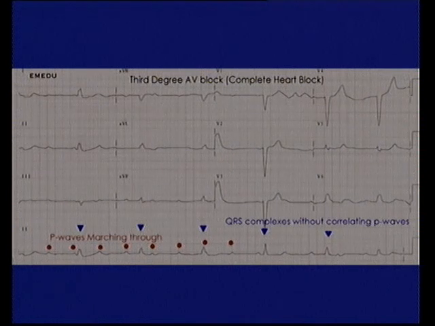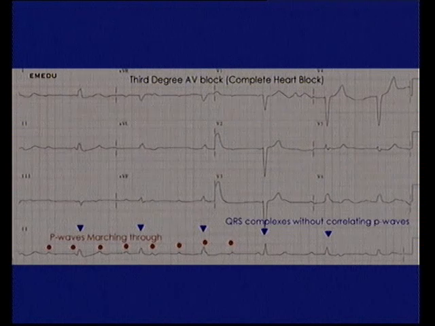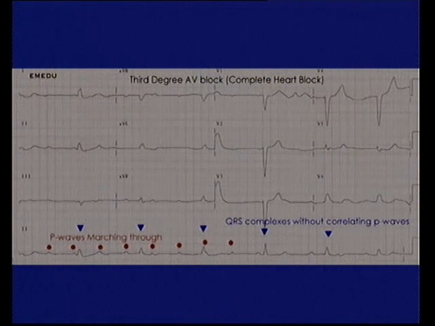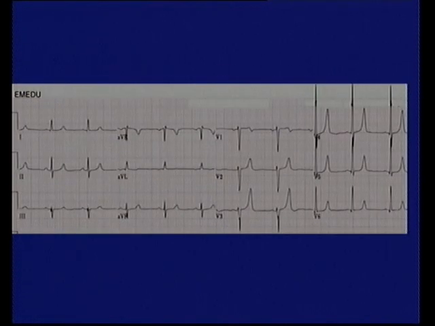And suppose it is occurring in the situation of inferior wall MI, what do you need to do? You need not do anything. Actually, if you want, you can put in a temporary lead, but generally in inferior wall settings, a complete AV dissociation reverts back to normal by itself. But if it's in the setting of an anterior wall MI, you will probably need to do a permanent pacing in these situations. I am coming to my last two slides.